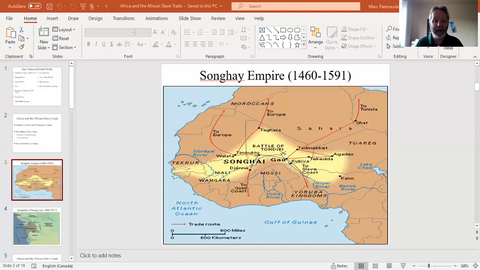The empires and governments in Central and West Africa are going to play an integral role in the development of the African slave trade, sometimes by acting as middlemen between those capturing slaves and the Europeans. So yes, some Africans will be complicit in the enslavement of other Africans. Now, the first empire I want to talk about is what's known as the Songhai Empire.